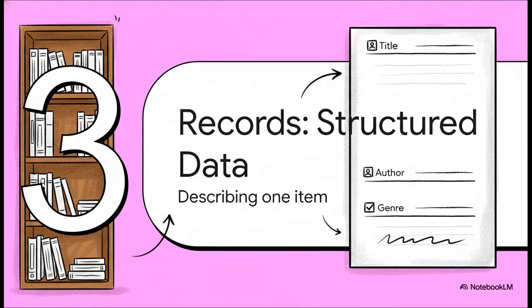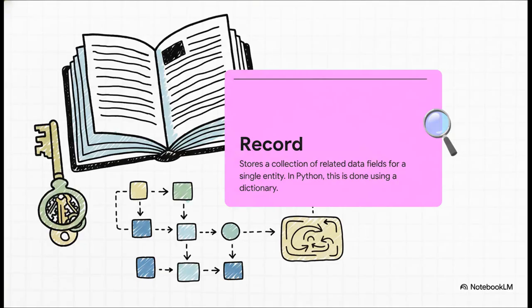Okay, so arrays are awesome for ordered lists of similar things. But what about that other problem we had? How do we store lots of different kinds of information about one single thing? For that, we need records. So if an array is the whole bookshelf, a record is like a detailed index card for just one of the books, listing its title, author, and genre, all in one handy place. So for your exam, a record is just a collection of related data fields for a single entity. It groups different bits of information that all belong together.